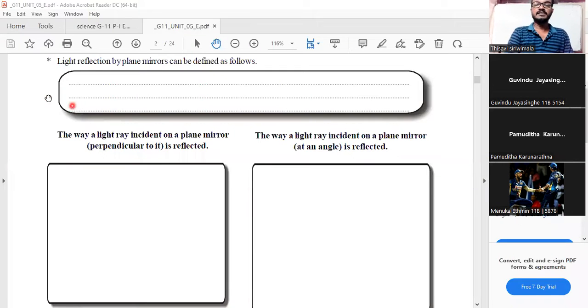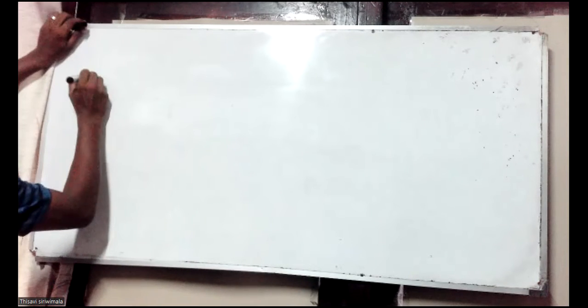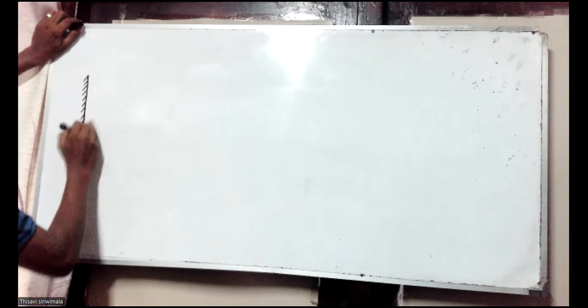When light rays are incident on a plane mirror, this is how the reflection occurs. You can draw the diagram either by looking at the diagram on the board or the one in the textbook. So this is how we draw the plane mirror. Again, this is nothing new. You have done it in previous grades.